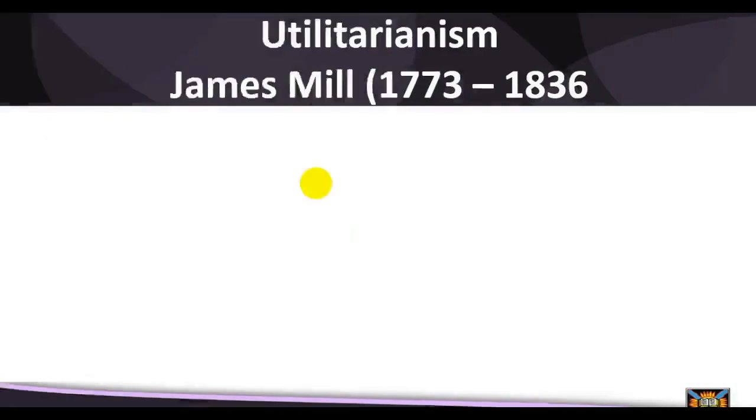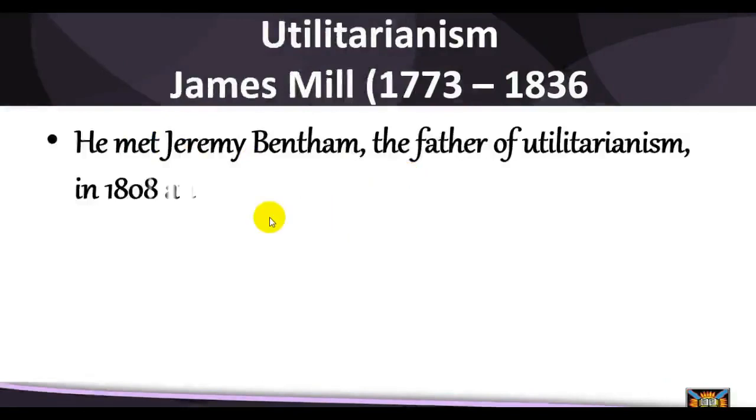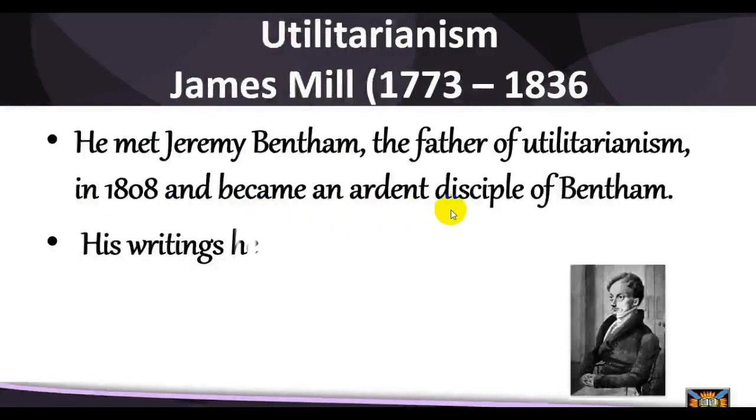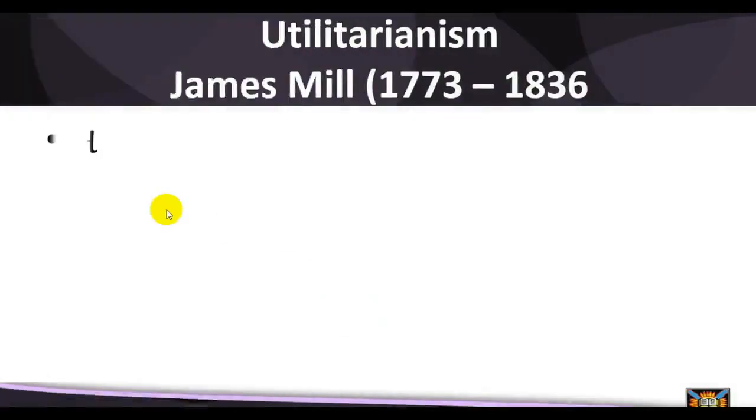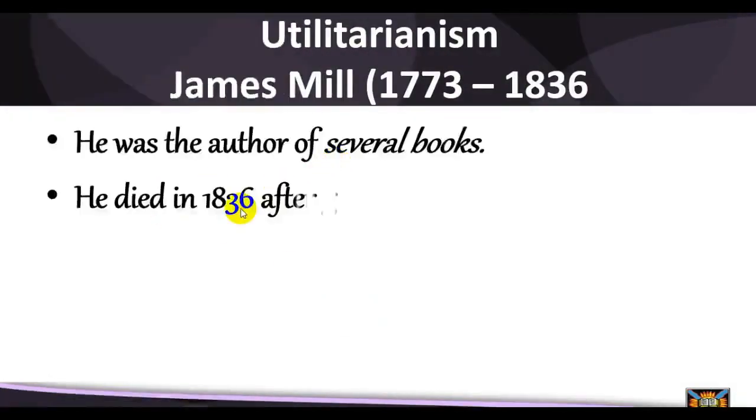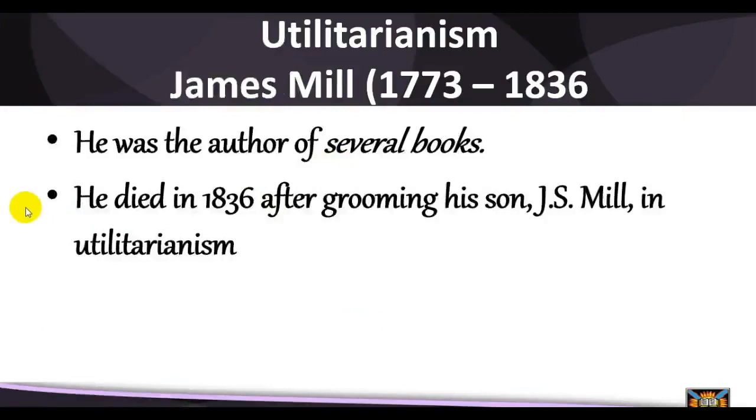He met Jeremy Bentham, the father of utilitarianism, in 1808 and became an ardent disciple of Bentham. His writings helped clarify the philosophical and psychological basis of utilitarianism. He was the author of Analysis of the Phenomena of the Human Mind, 1829, The Elements of Political Economy, 1821, and Fragment on Mackintosh, 1835. He died in 1836 after grooming his son J.S. Mill in utilitarianism. See World Book Encyclopedia, 1993.